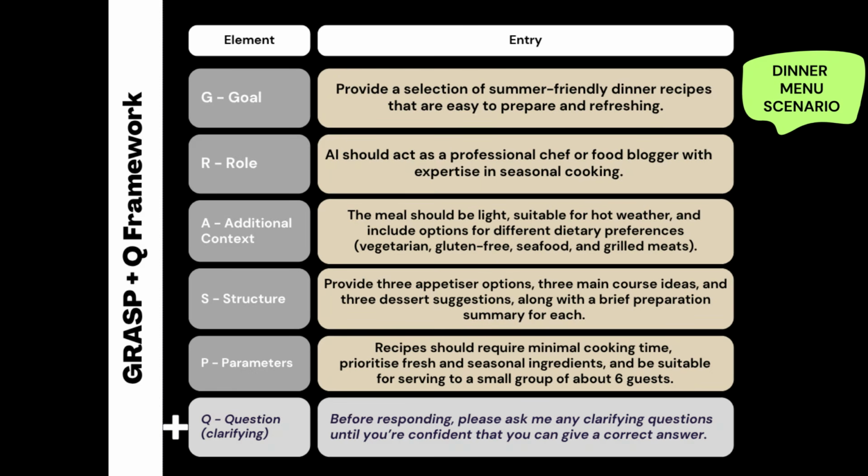And for the parameters, I've put recipes should require minimal cooking time, prioritize fresh and seasonal ingredients, and be suitable for serving to a small group of about 6 guests. And of course, the clarifying question at the end is always: before responding, please ask me any clarifying questions until you're confident that you can give a correct answer.